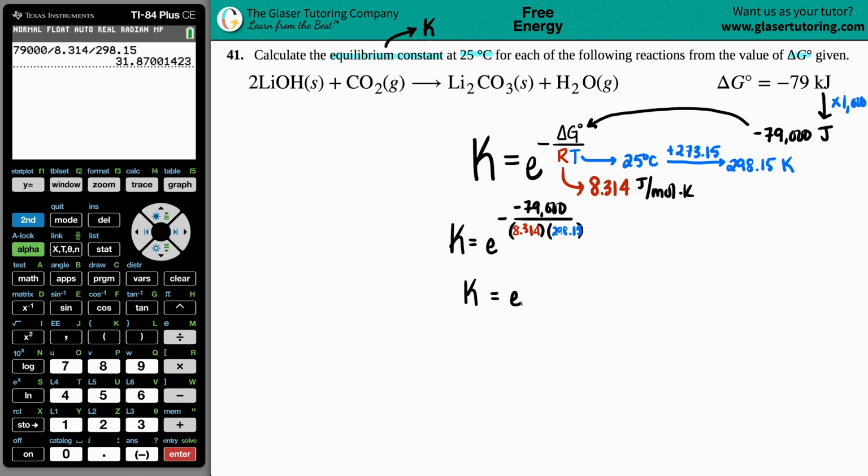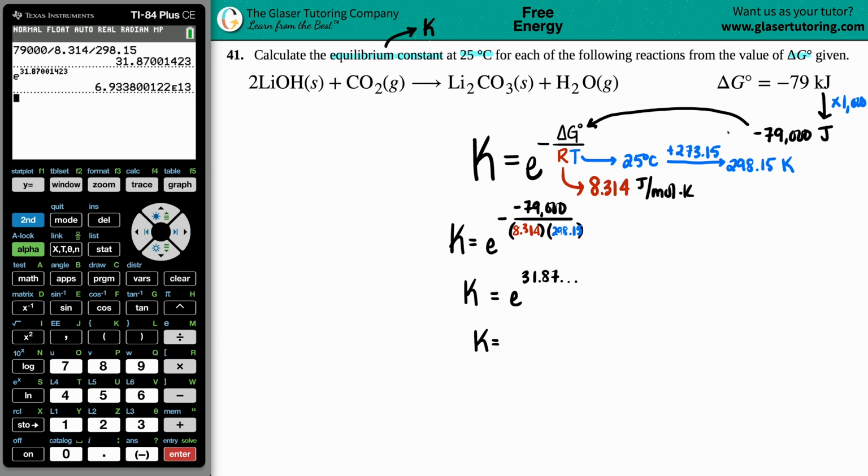We get an e raised to 31.87 and a lot more decimals that keep on going. Remember, don't round because this is not your final answer. We only like to round at the last answer, the final answer. So what I'm going to do here is say second ln, that's the e button. See, there's an e there. And I'm just going to grab the whole number from the top, press enter, and there we go.